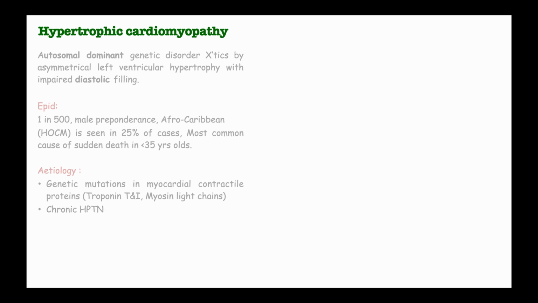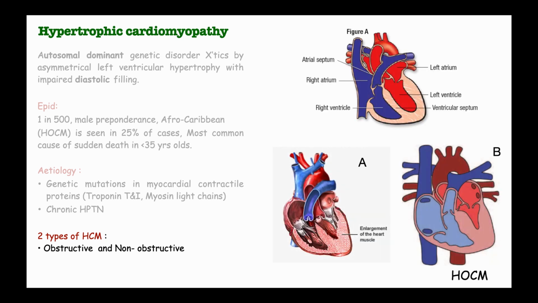Now, let's quickly go through the pathophysiology of hypertrophic cardiomyopathy. But before that, we must know that we have two main types of hypertrophic cardiomyopathy. We have the obstructive type and the non-obstructive type. Now, with the non-obstructive type, I'll explain using these diagrams over here.